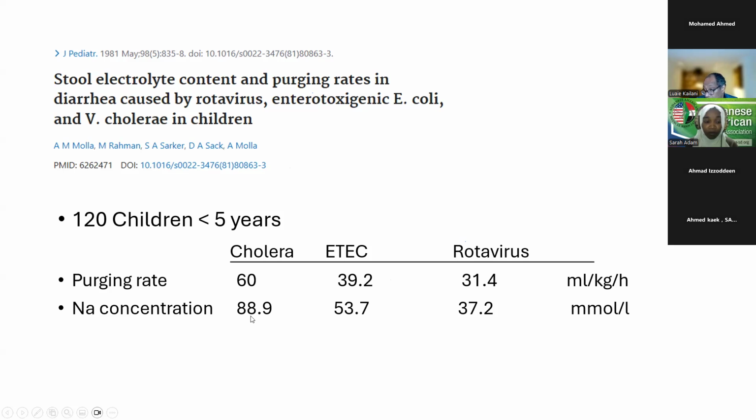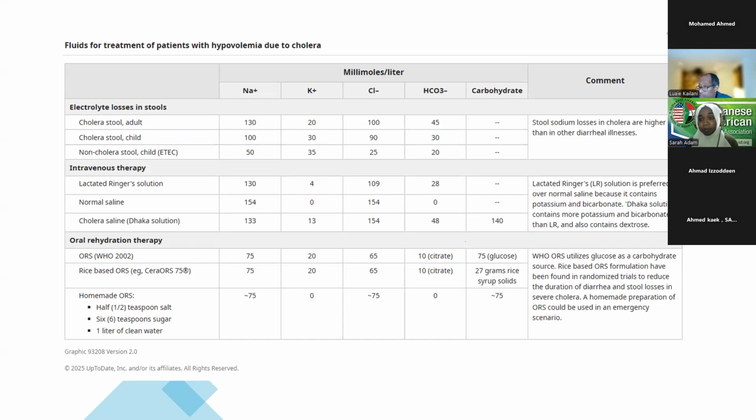And the sodium concentration in cholera is also high, like 90 compared to 50 in enterotoxigenic E. coli and 37 in rotavirus. And this probably has something to do with the enterotoxin. This has become important because if you use intravenous fluid, Ringer's lactate has more potassium than the normal saline, which has no potassium.